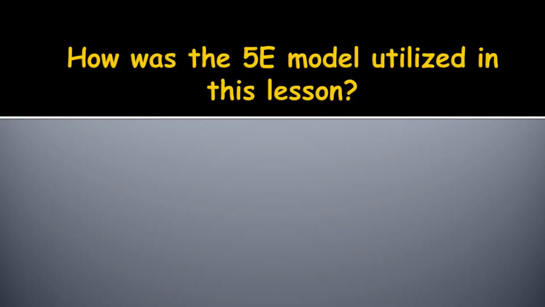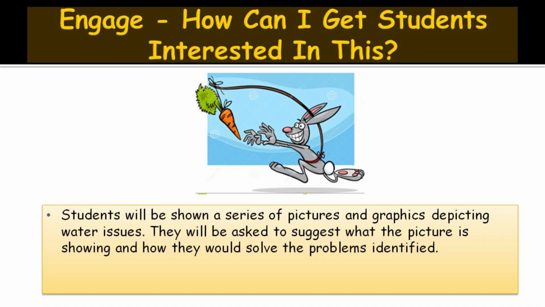So, going through this particular activity, how was the 5E model utilized in this lesson? Where were the 5Es shown? So certainly, yes, we're looking at how to get students interested. How did we get the students interested in this particular lesson? What did we do? We would have looked at a series of pictures and graphics at the beginning of this lesson, and students were expected to examine those pictures, look at the issues presented, come up with their ideas, what are the real problems being experienced, and possible solutions to the problems identified.